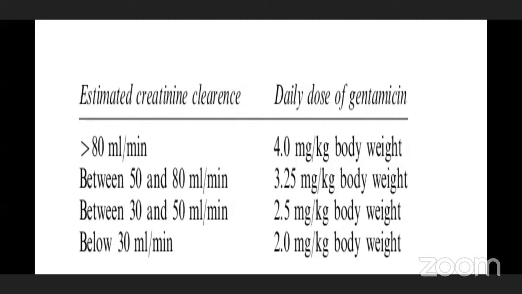Now, some studies have already calculated a standardized regimen for creatinine clearance and dosage of gentamicin. If you calculate the creatinine clearance and it's below 30 mL per minute, some still recommend that you reduce the dosing of gentamicin to 2.0 milligrams per kg of body weight. If the creatinine clearance is between 30 to 50 mL per minute, you should give 2.5 milligrams per kg. Between 50 to 80, 3.25, and greater than 80 mL per minute, you should dose gentamicin at 4 milligrams per kg.